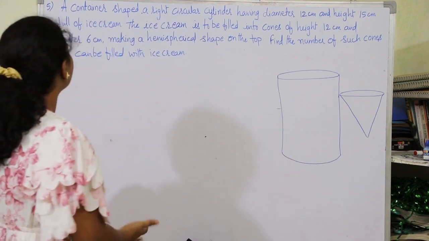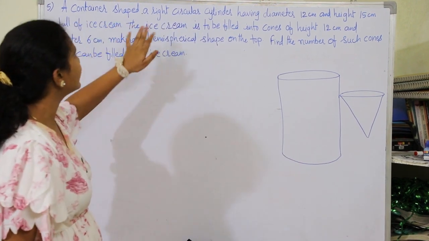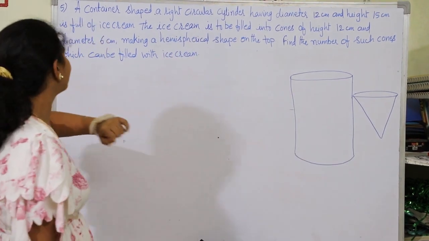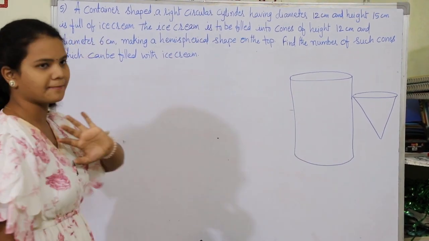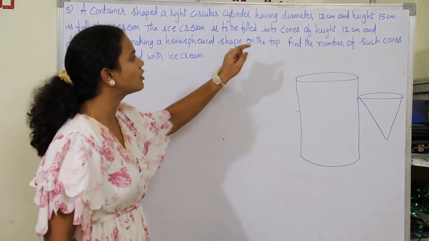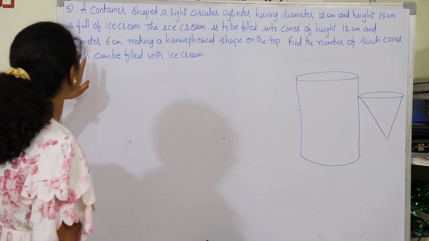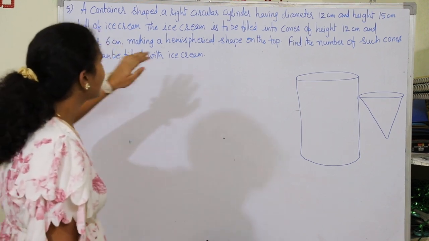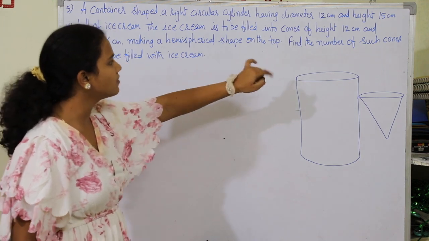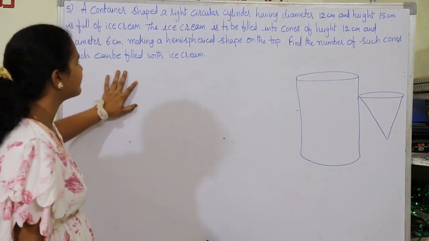So here you have a container shaped like a right circular cylinder having diameter 12 centimeters and height 15 centimeters, which is full of ice cream. The ice cream is to be filled into cones of height 12 centimeters and diameter 6 centimeters, making a hemispherical shape on the top. Find the number of such cones which can be filled with ice cream.